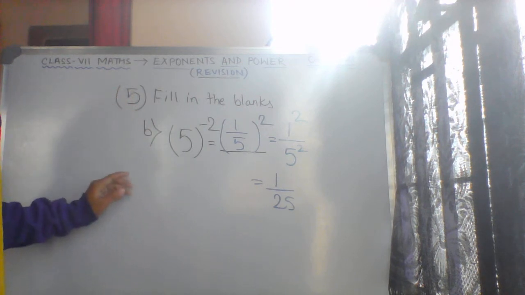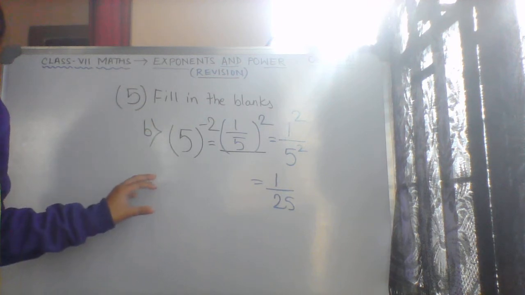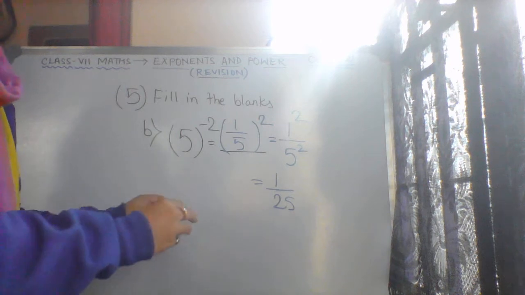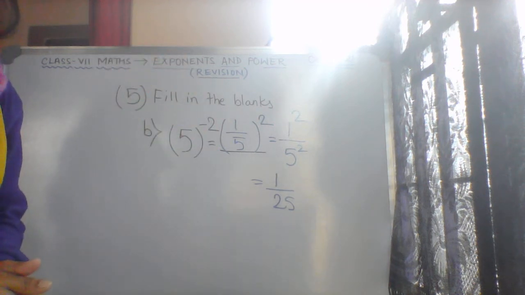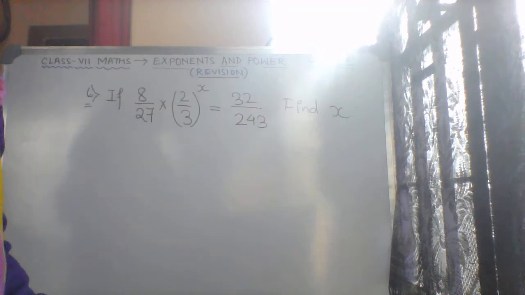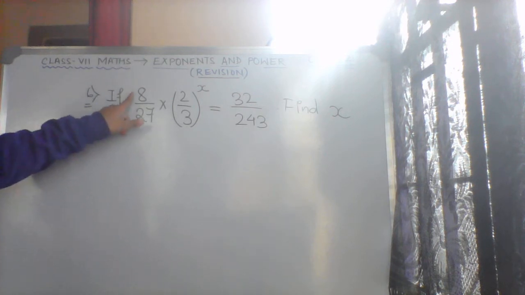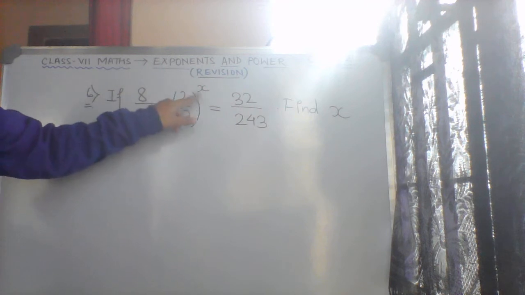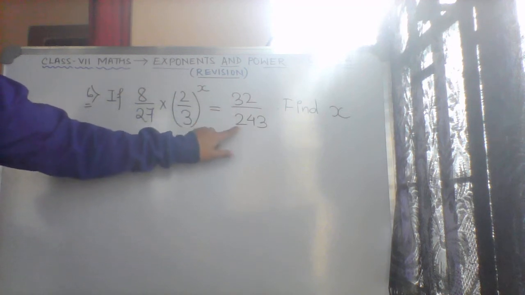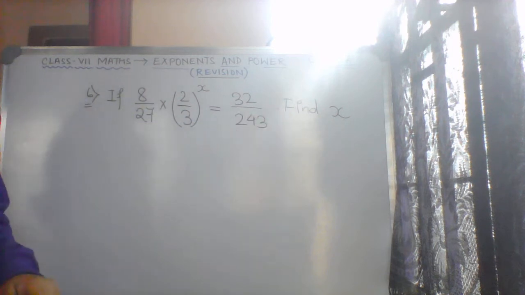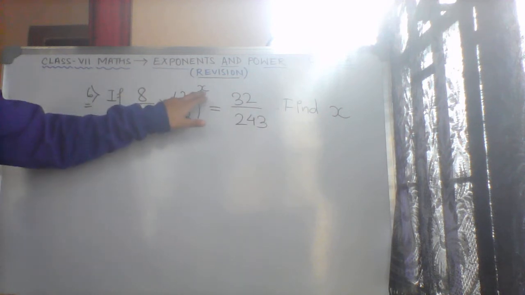Whatever I have solved from question number 1 to question number 5, these are the basic part. Using these basics only, we will solve the complicated parts. Now here is a new type of question. We will take help from the laws of exponent to find the solution. Here you can see: if 8 by 27 multiplied by 2 by 3 whole to the power x equals 32 by 243, find the value of x.